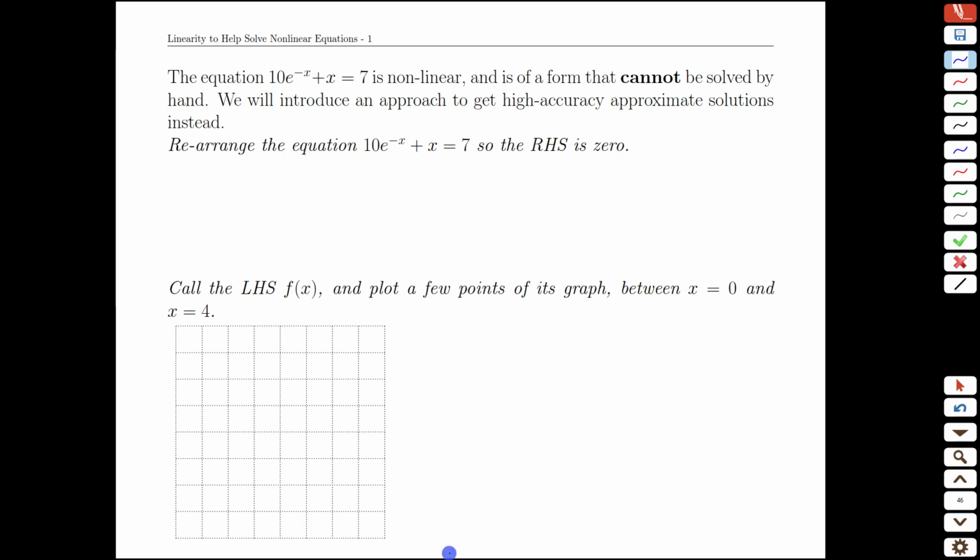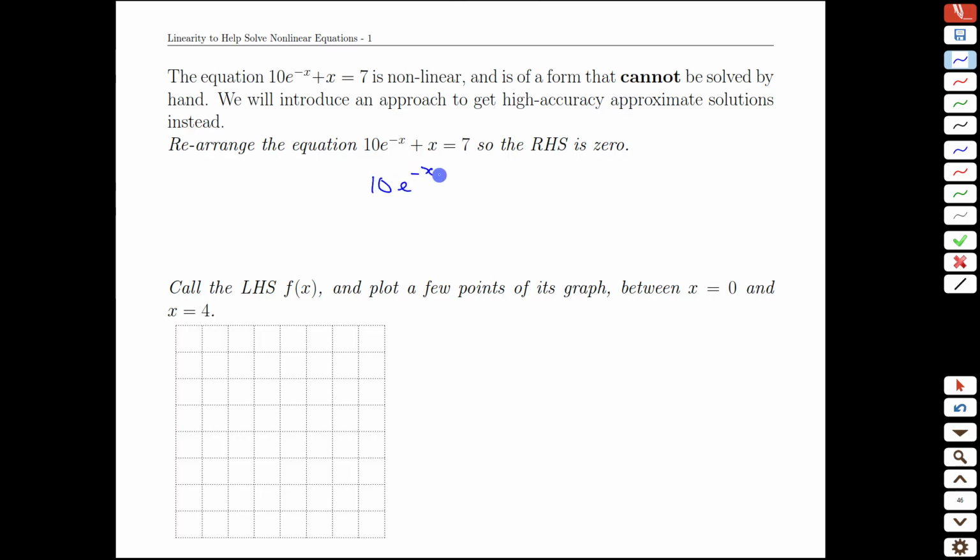We've studied this equation, 10 e to the negative x plus x equals 7. Well, it's a nonlinear equation, and it's of a form that cannot be solved by hand. We are going to develop a procedure that will let us solve this equation, at least to a high accuracy, without actually having to get an exact answer of x equals by manipulating the equation itself.